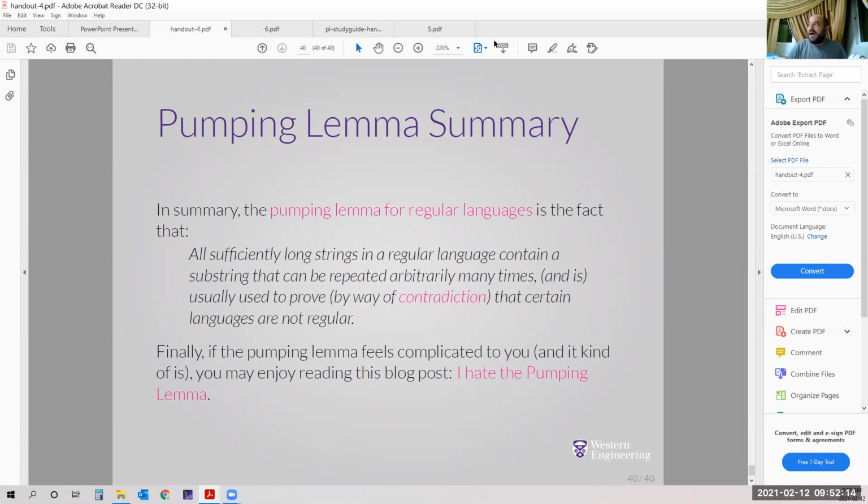Okay, so now I will move to the examples of the pumping lemma using handout 6, or class note 6. And that's it for today. Just give me 1 minute. I'll be back to you soon.